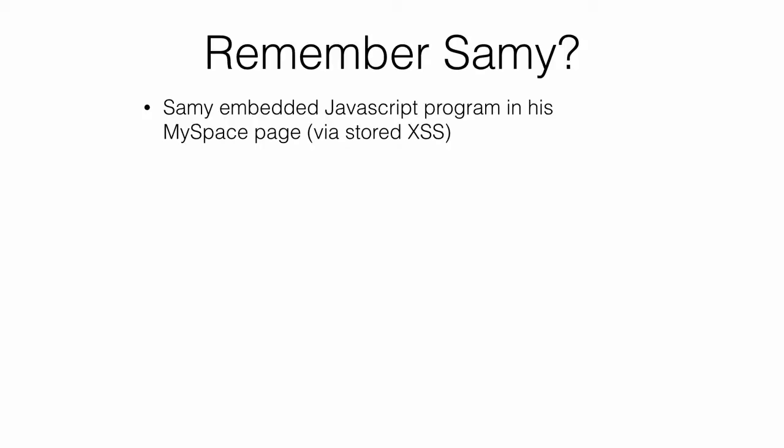Let's look at an example of a cross-site scripting attack, the Sammy MySpace worm. So MySpace was a social networking site prior to the rise of Facebook that was very popular, and it allowed people to create custom web pages. Sammy embedded a JavaScript program in his MySpace page. MySpace attempted to filter these scripts, but in this case it failed.